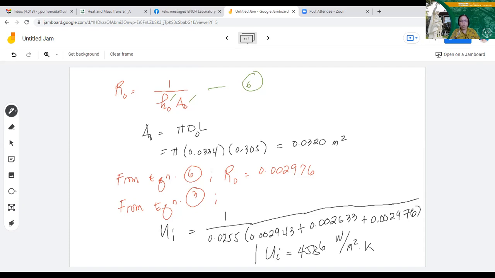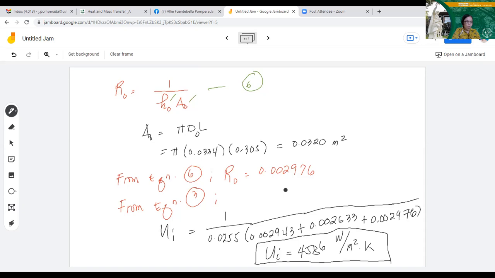So everything always starts with the formula that we are to use. Find the parameters that we need to substitute in that particular formula, and then solve for the unknown information. So this is the overall heat transfer coefficient based on the inside area of the pipe. Notice that its set of units is the same as that of the H, the heat transfer coefficient. Okay, it's also in watt per square meter per Kelvin. Now, we go to letter C. That's the last requirement that we have.